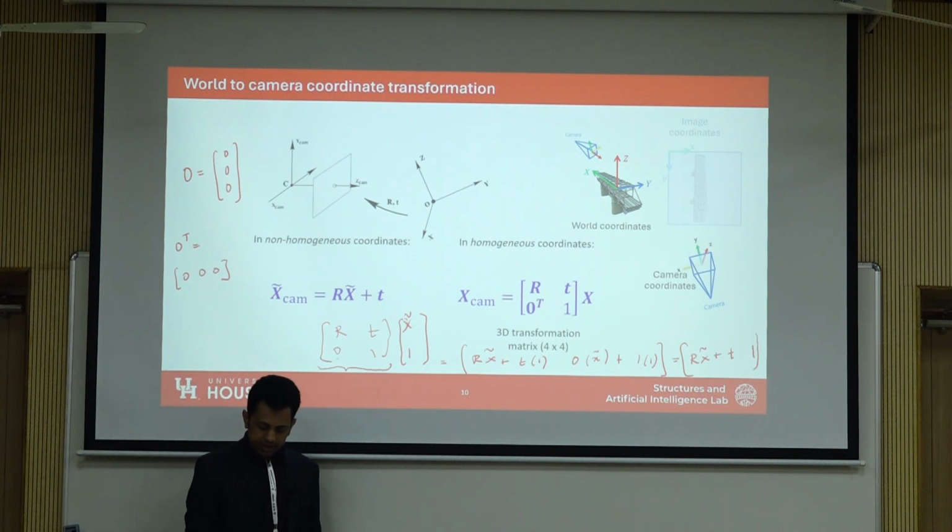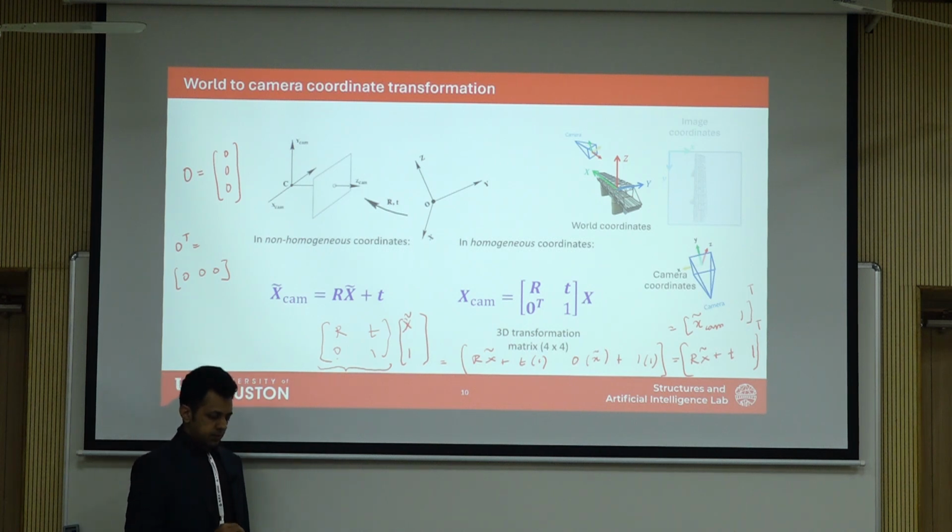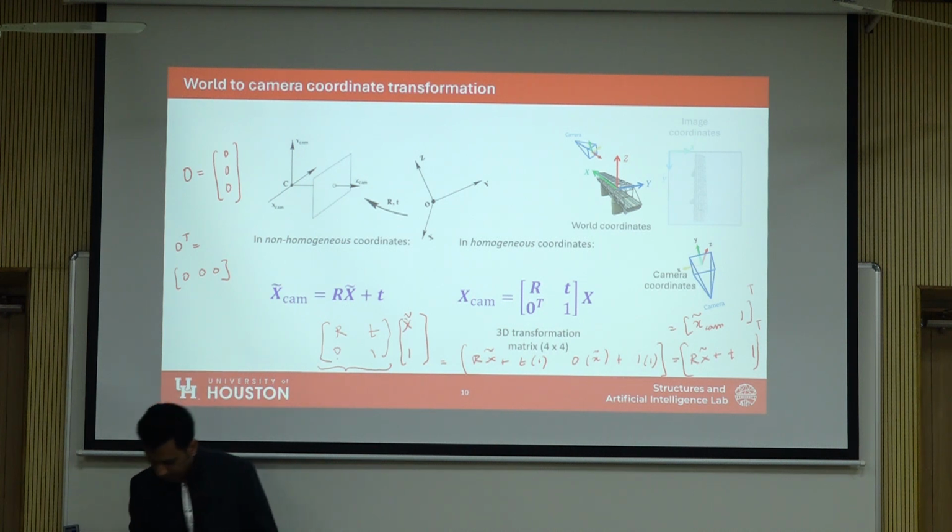So what is Rx plus T? R x tilde plus T is simply x cam and then we have 1 and transpose. Okay. So you see that this is the same as x cam. So that's why people use homogeneous coordinates.